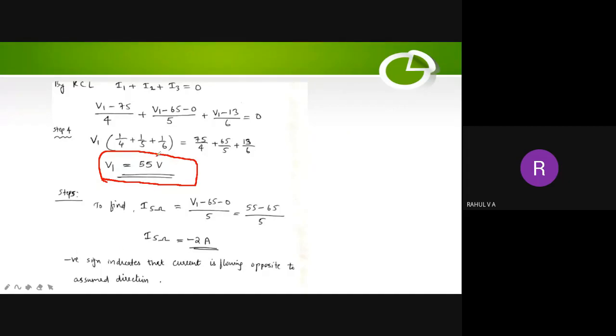So what they have done is they have added all these values, and then the V1 term they have taken into one side. So V1 into 1 by 4 plus 1 by 5 plus 1 by 6 is equal to 75 by 4, that is this term, and 65 by 5, then 13 by 6. So they have taken that into this side, and then they have simplified using calculator. So what we got, V1 is equal to 55.